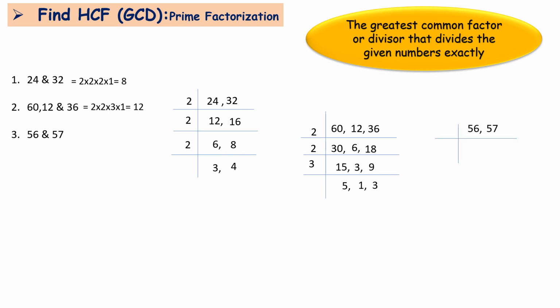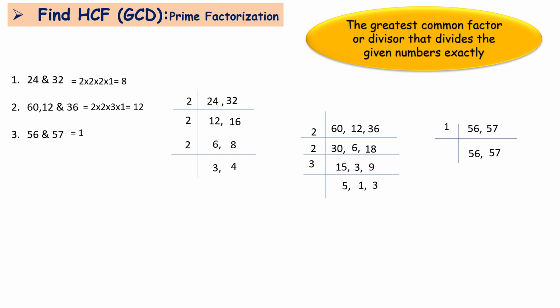Next is 56 and 57. Now here in this case, we cannot have a number which is common to both of these, which will be able to divide these numbers simultaneously other than 1. 1 times 56 is 56, 1 times 57 is 57. So here the highest common factor will be 1.